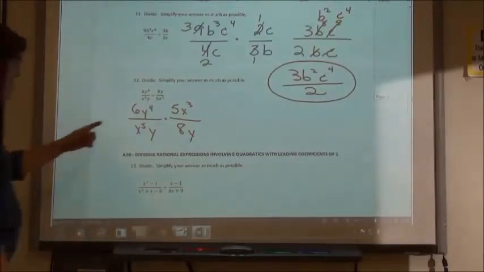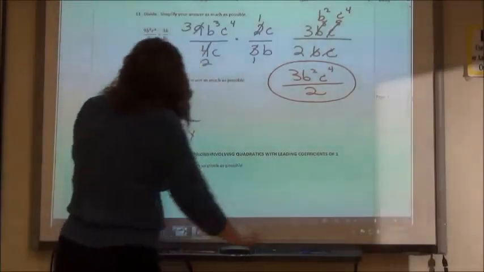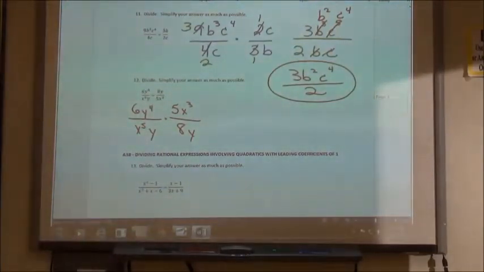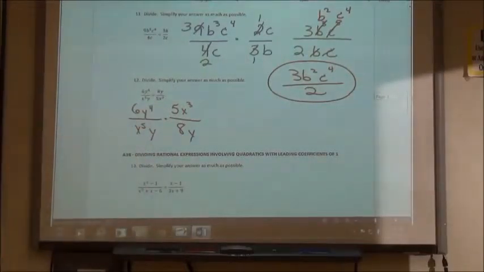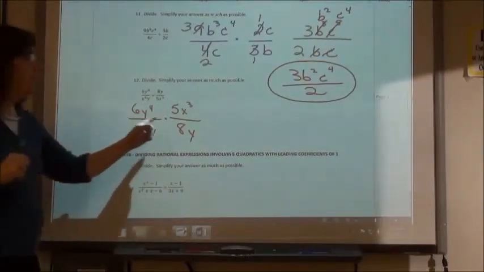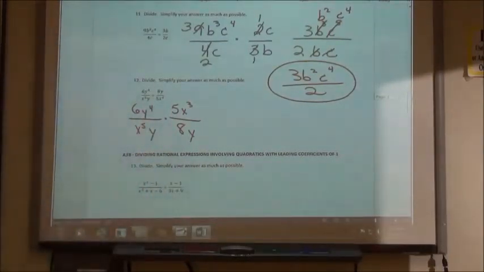So you started out and you wrote the reciprocal of your second fraction. So you had 6y to the fourth over x to the fifth y times 5x to the third over 8y. Reducing, what can you reduce there? You can reduce something. Oh shoot, the 6 and the 8. The 6 and the 8 are both divisible by 2, right?